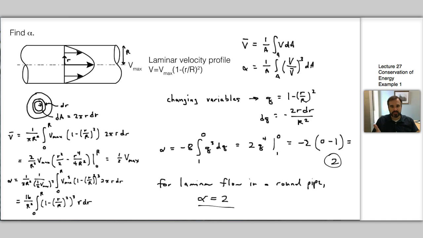All right? So that's a pretty straightforward example of how we can use alpha. And now for any laminar flow and any round pipe problem that you ever do, you can just put in alpha equal to 2, and then you don't have to worry about the variations in the velocity field of that cross section. All right? So in the next video, we'll go over some more applied type examples.